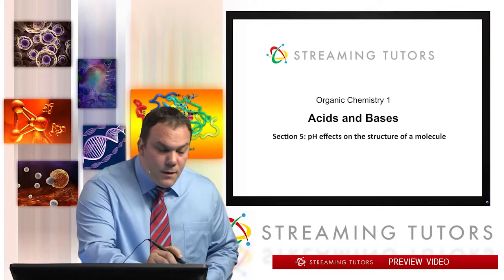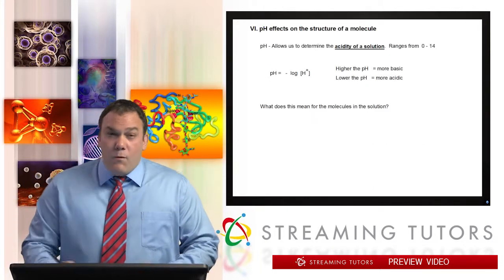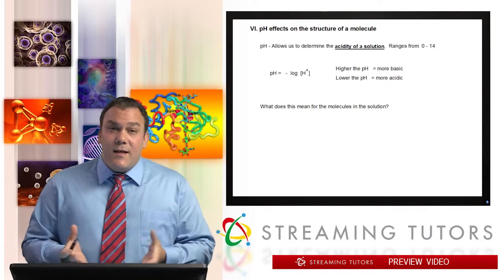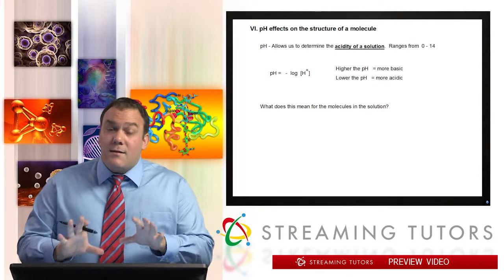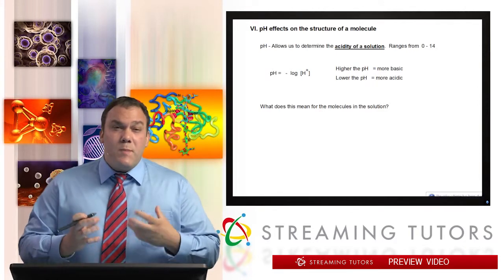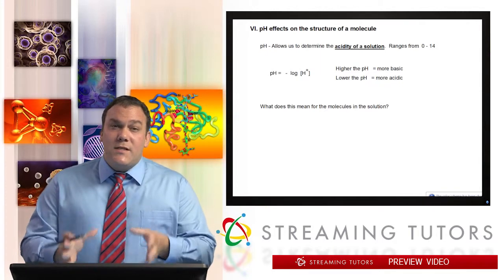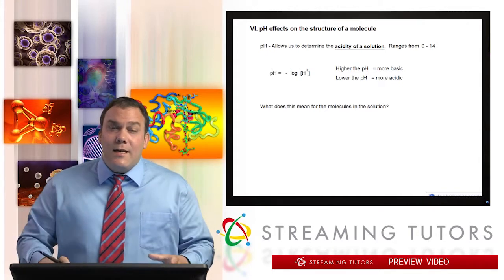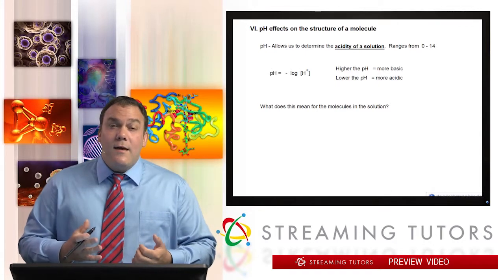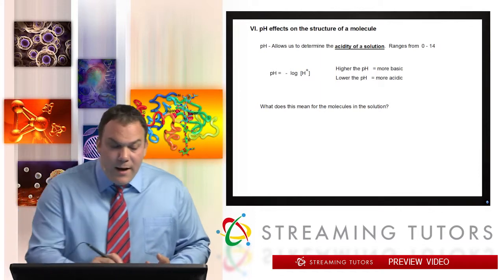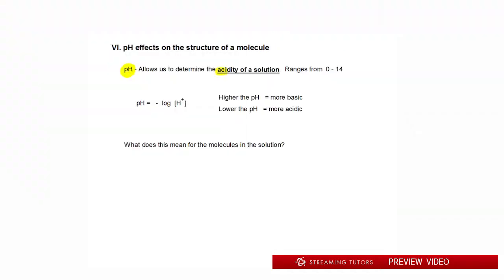The first thing I want to point out is, what is a pH? Well, the pH is the measure of the acidity of the solution, not the molecule. Molecules have pKa values, which is the acidity of the actual molecule itself. But the solution that it's in can also be considered acidic, and this is how we measure it. We use the pH, which allows us to determine the acidity of a solution, and it ranges from 0 to 14.